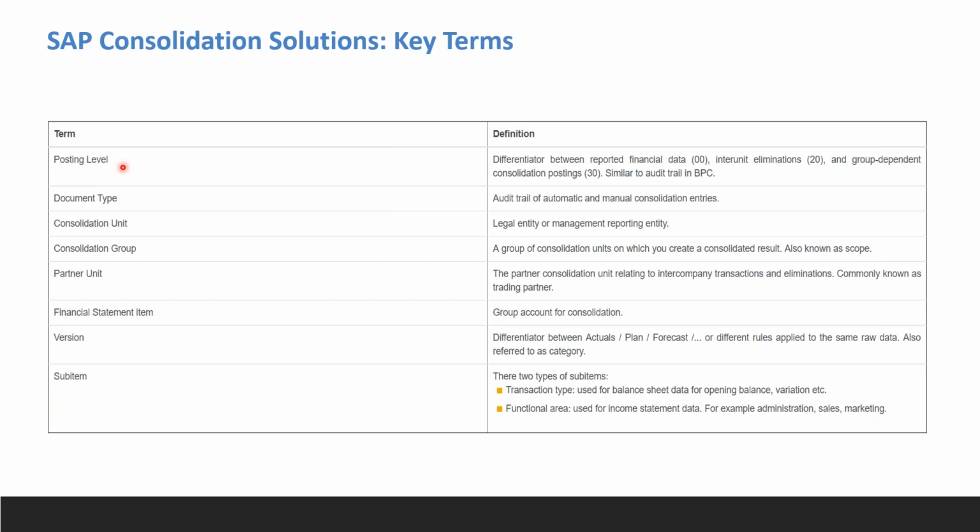And consolidation group. Suppose we have different consolidation units in different regions, and we want to group those consolidation units region-wise. Then we define the consolidation group and assign all the consolidation units under that particular group. That is the main purpose of a consolidation group. Then we have the partner unit, like a trading partner, which doesn't participate in all the activities, but only in the intercompany transactions. Then we define the company as a partner unit as well.